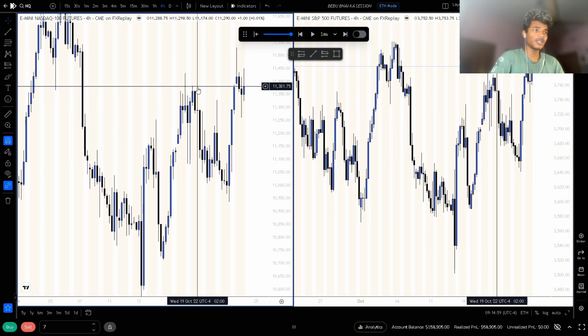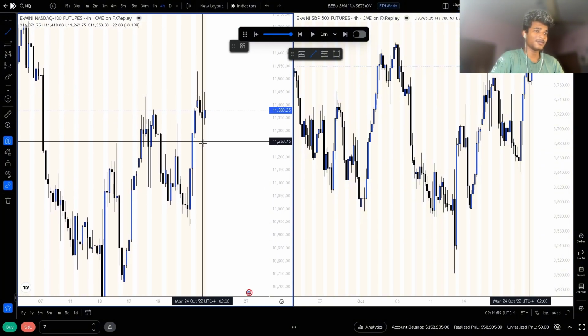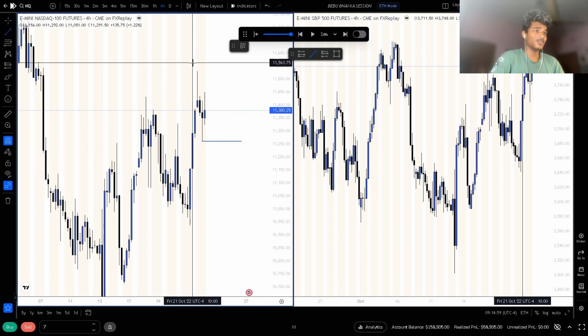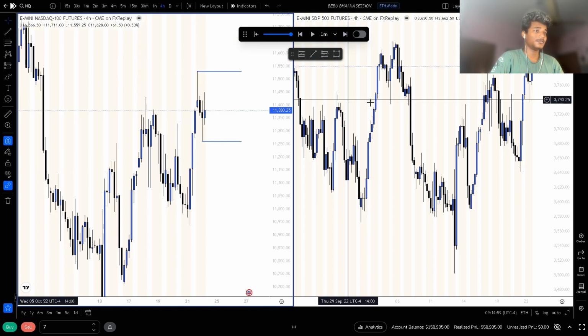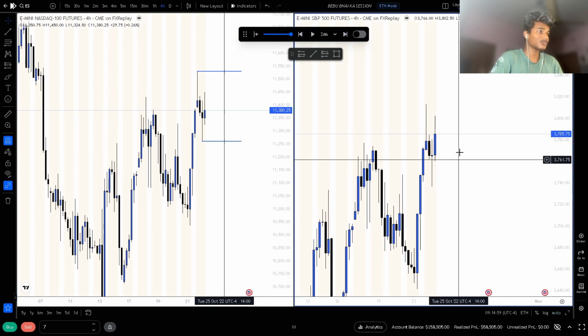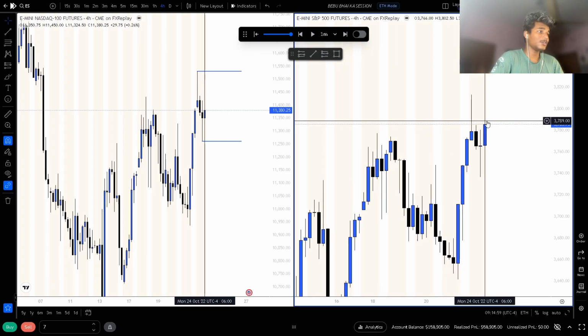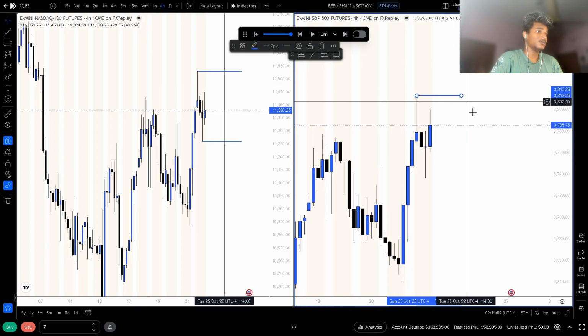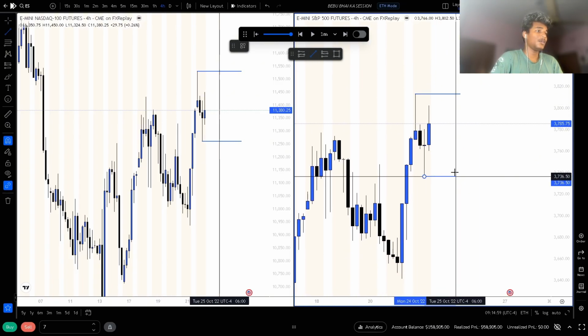So in the 4 hour, I can see that we are pretty much very neutral. We have this ITL and this ITH. Same scenario on the ES, but we don't have ITH. I'm leaning pretty bullish on the day.